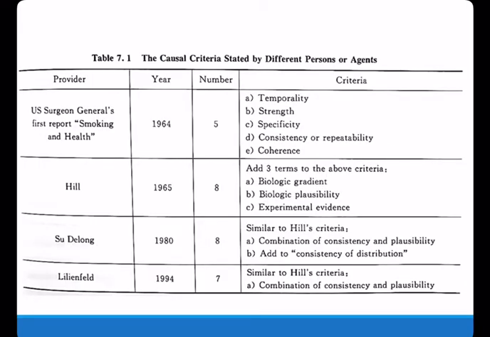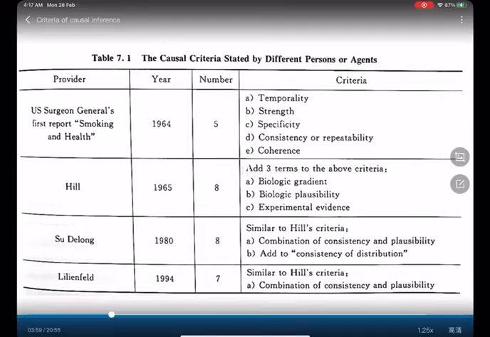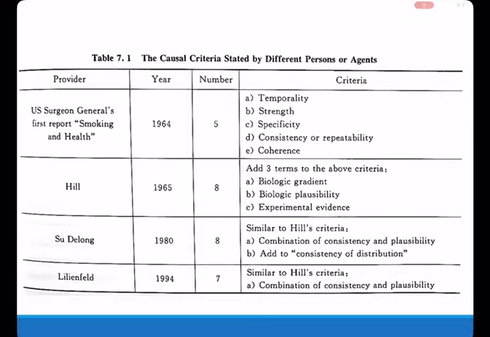There are several causal criteria shown in this table, stated by various persons or agencies. A commonly used set of criteria was based on a list of considerations proposed by Austin Bradford Hill. Those criteria expanded upon a list offered previously in the landmark U.S. Surgeon General's first report about smoking and health.